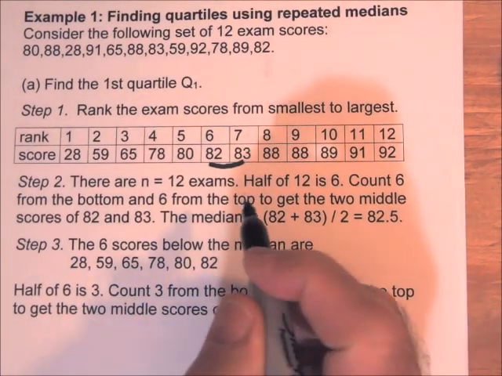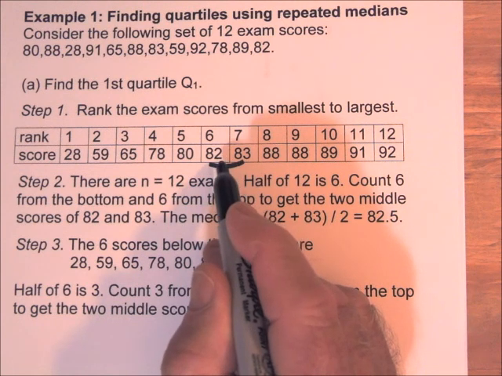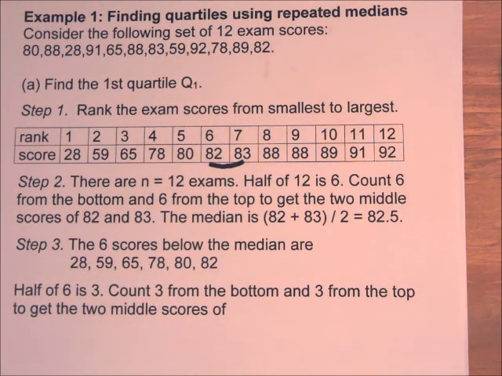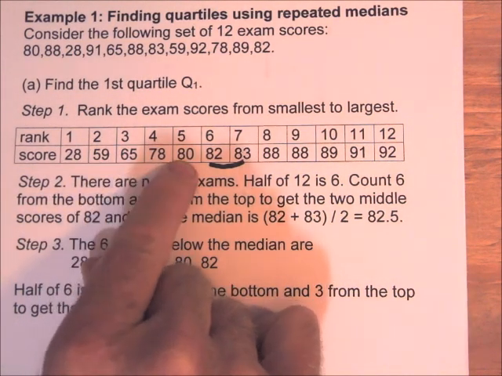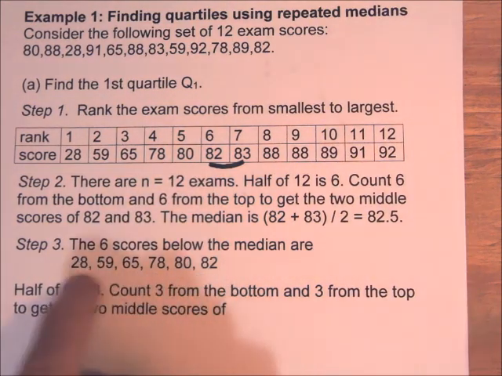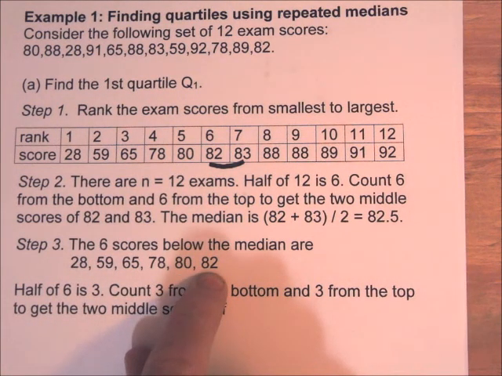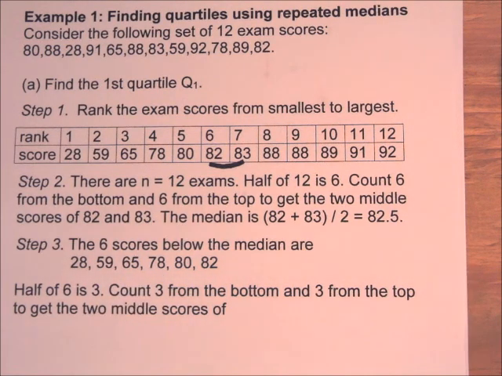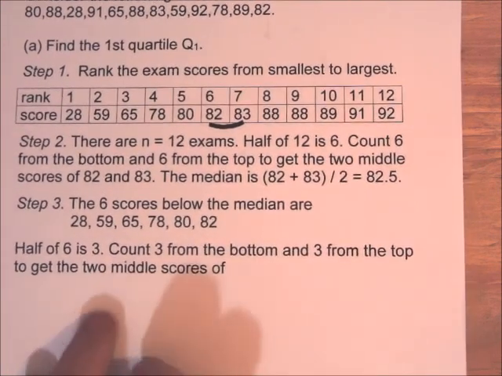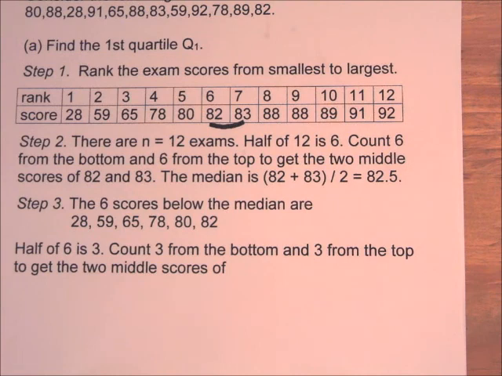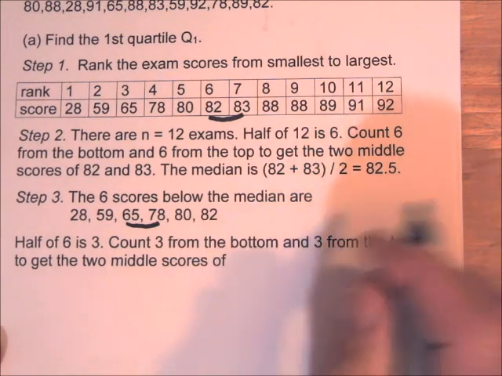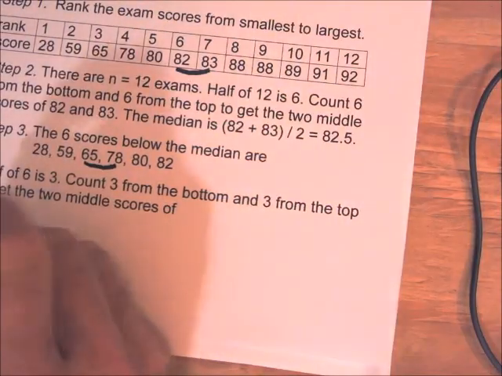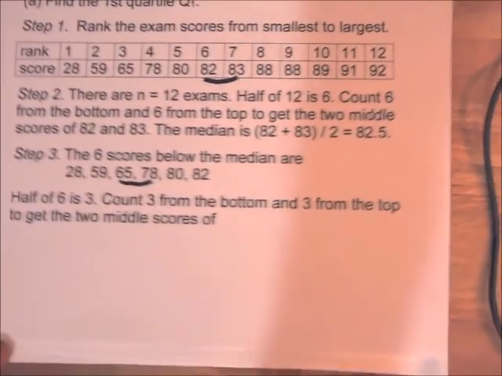And so we want to look at the 6 scores below the median in order to compute the first quartile. So the 6 scores below the median are 28, 59, 65, 78, 80, and 82. And then we want to take the median of those scores. Half of 6 is 3. Count 3 from the bottom, 3 from the top to get the 2 middle scores, 65 and 78. And so Q1 is going to be the average of 65 and 78.